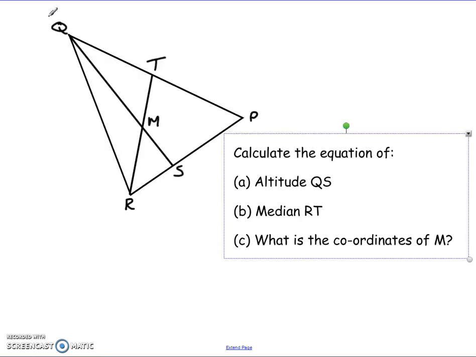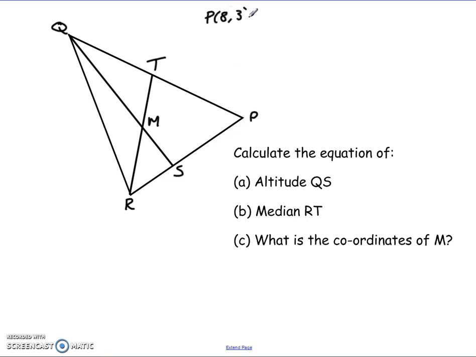I've got a triangle here, QRP, and I know that RT is a line within the triangle, and QS as well. What I'm also going to tell you is the coordinates. P has a coordinate at (8, 3), Q has a coordinate at (-1, 6), and R is located at (2, -3).